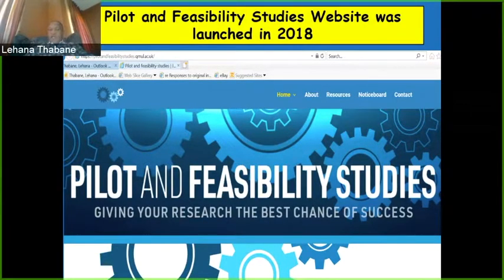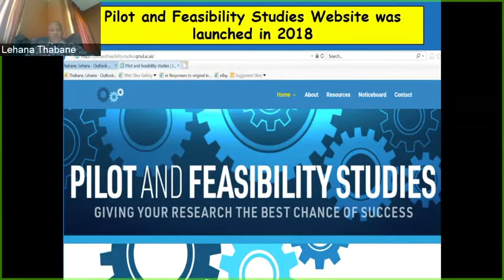We've just been going through refining the website in terms of the information, and we try to provide it really as a forum for all information about pilot or feasibility studies, not necessarily just for randomized controlled trials. We are currently working on extending the work to non-RCT pilot or feasibility studies.